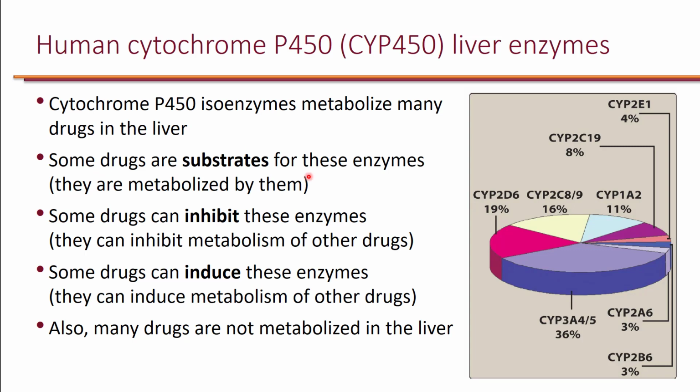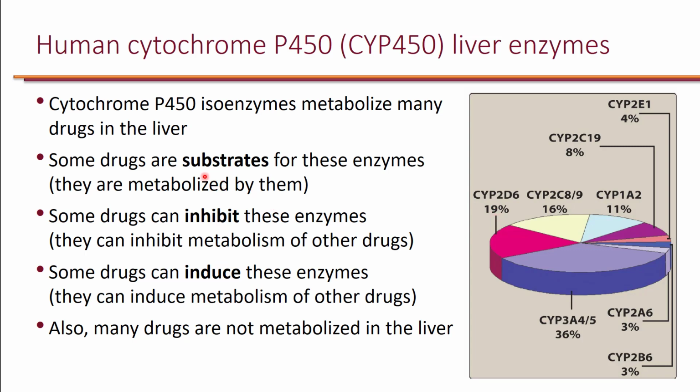Now, some drugs are substrates, which means that they have affinity to bind to these enzymes, and then these enzymes will break them down, which you have likely learned about in your biochemistry classes. Other drugs can inhibit some of these enzymes, and that can cause an interaction because it will inhibit metabolism of other drugs that were substrates of that same enzyme. Other drugs can induce the production of these enzymes, which of course can induce metabolism of other drugs that are substrates.